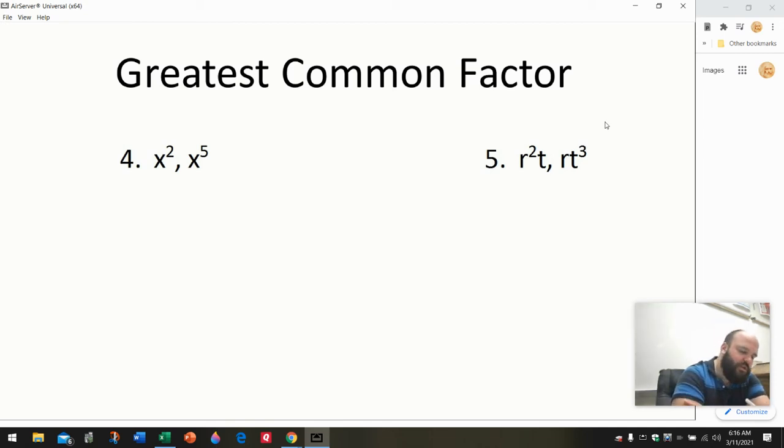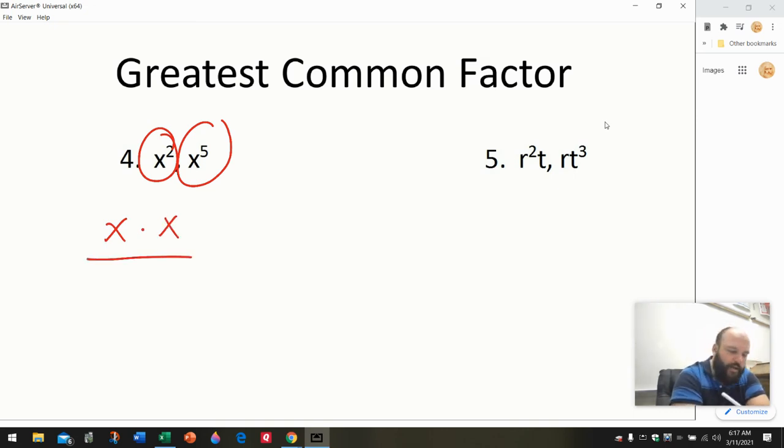So what you want to do is take each of the expressions that you have and expand those out. So when I have x squared, what does that mean? Well, x squared means x times x, right? Now, if I look over here, the other expression is x to the 5th. Well, what does that mean? That means x times x times x times x times x. So that means there's 5 x's.